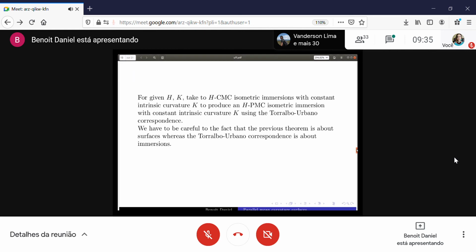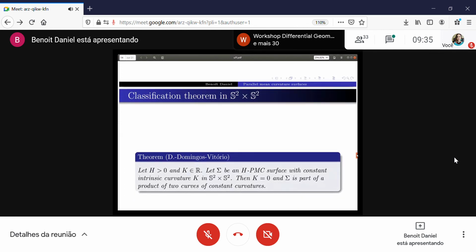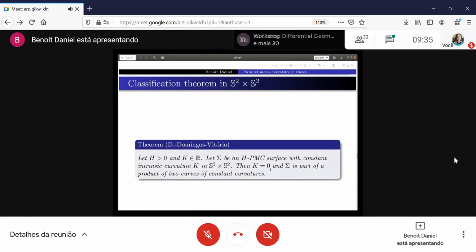So what is the idea? Let me state the results. So in S2 × S2, it's not very interesting. We only have trivial examples. We only have k equals 0, and sigma is part of a product of two curves of constant curvatures. Okay, we only have these examples.